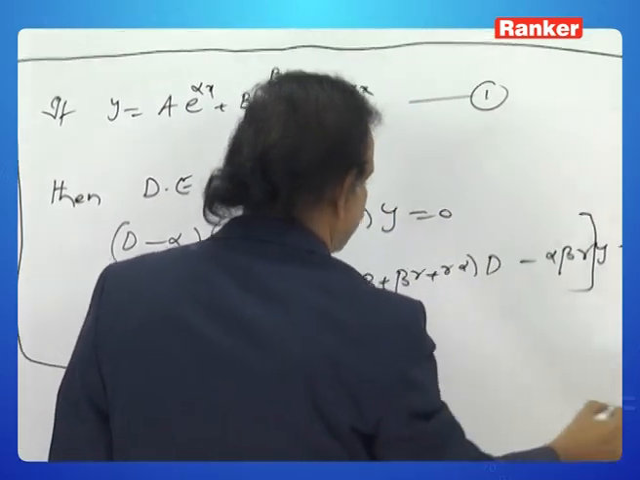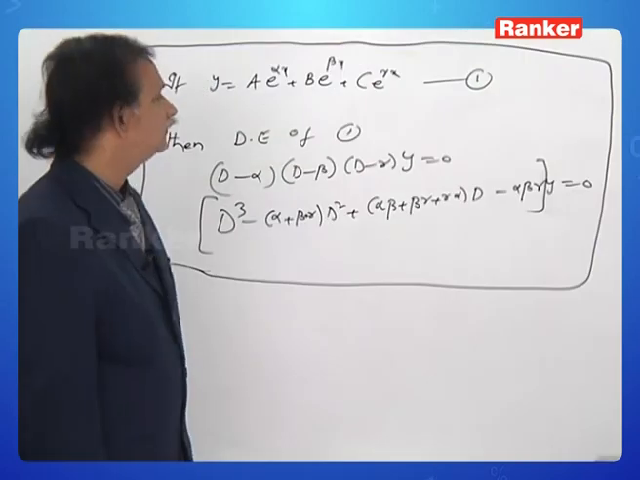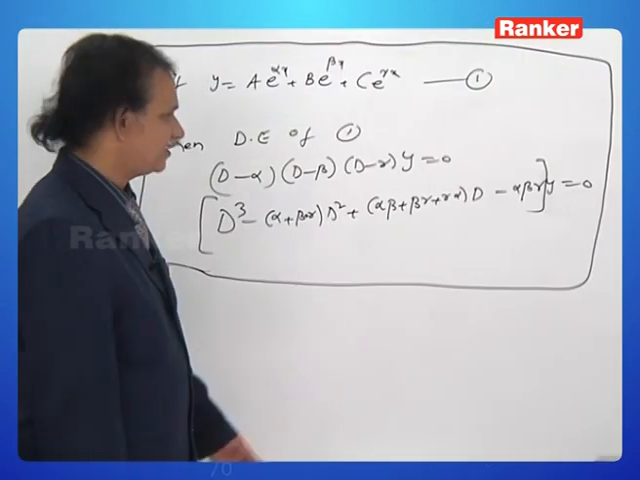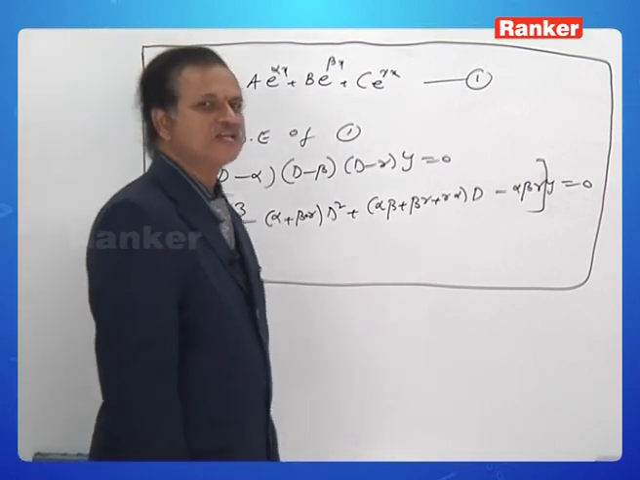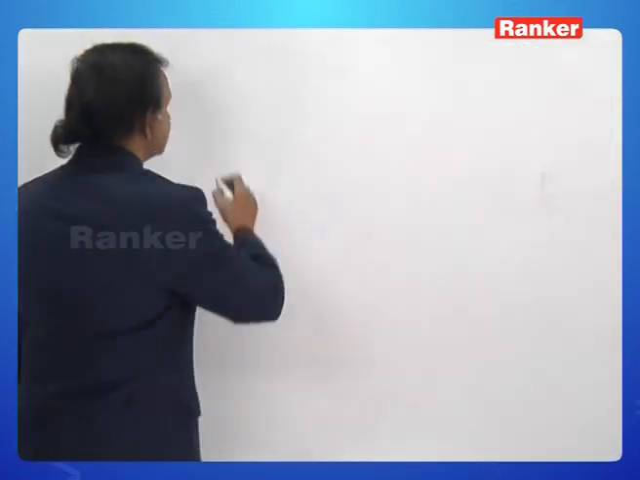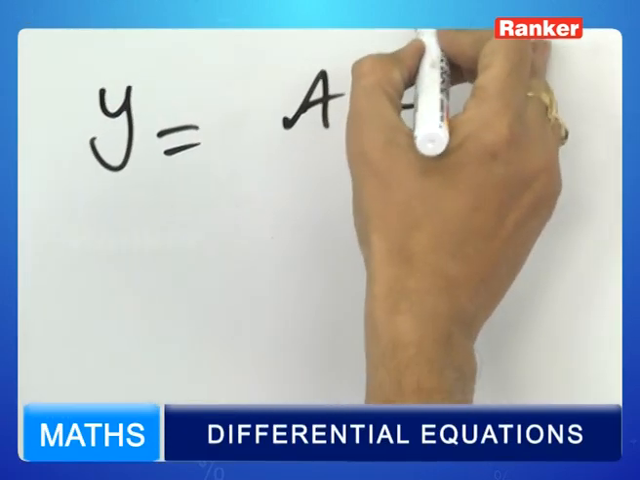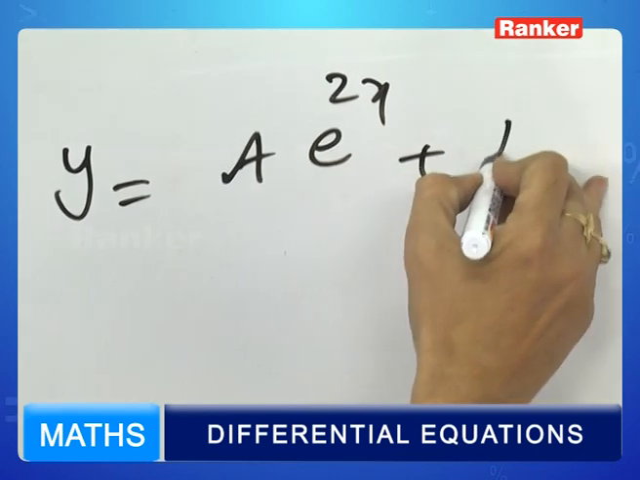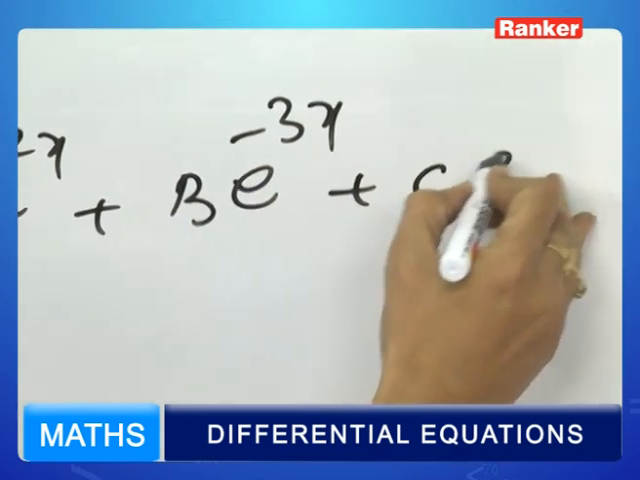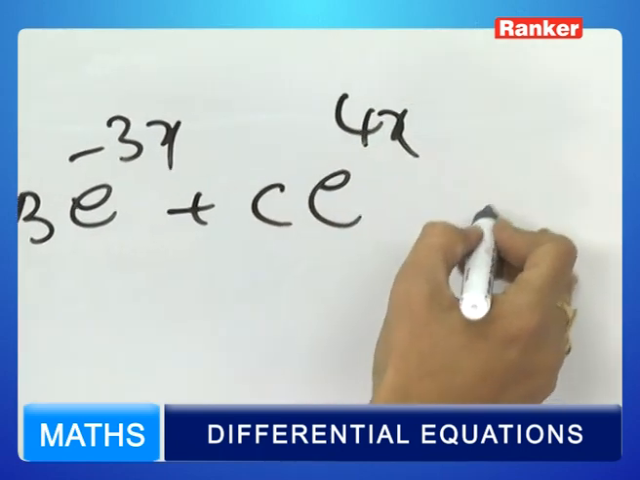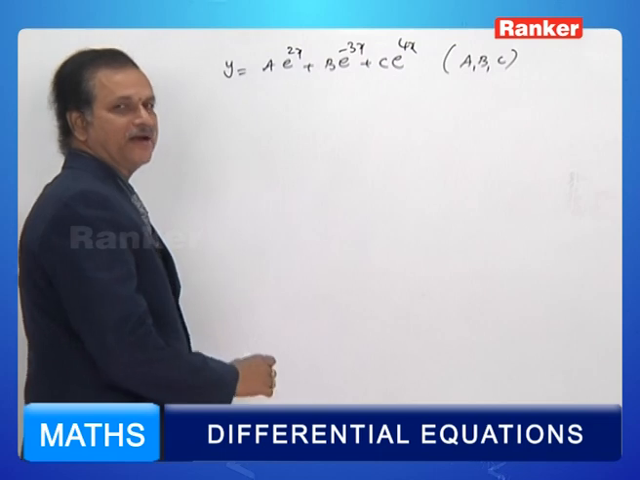This is a beautiful hint. Yes. How to get it? How to get it practiced? We shall now look at this. Y is equal to a e^(2x) plus b e^(minus 3x) plus c e^(4x). You are supposed to eliminate a, b and c. What is the required answer?